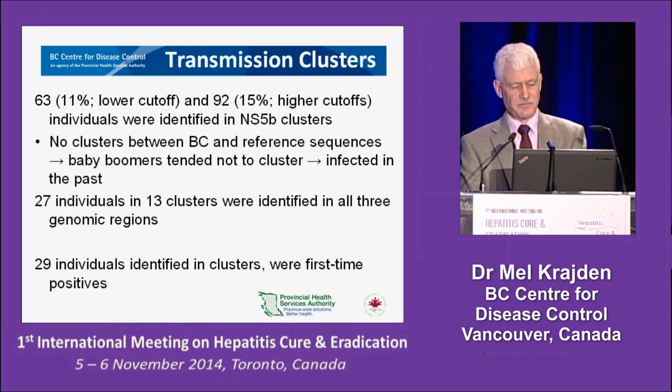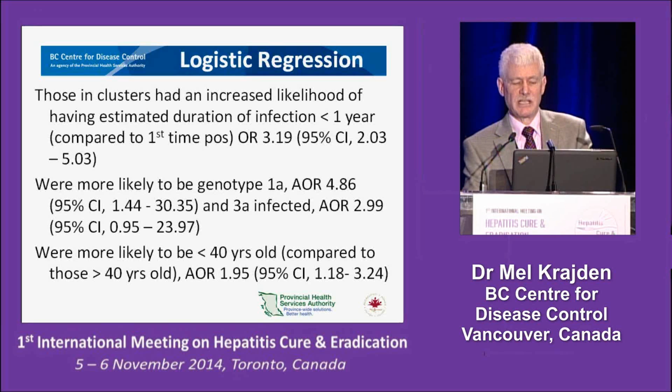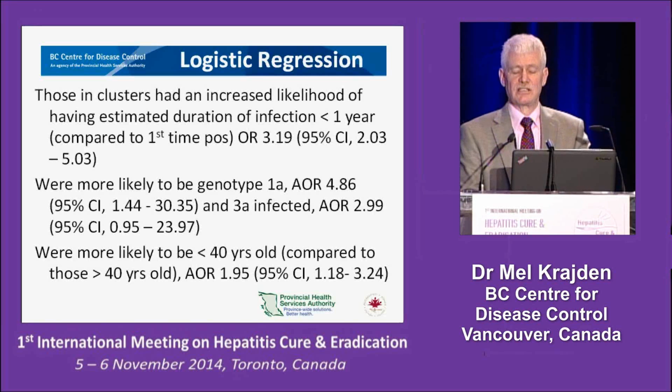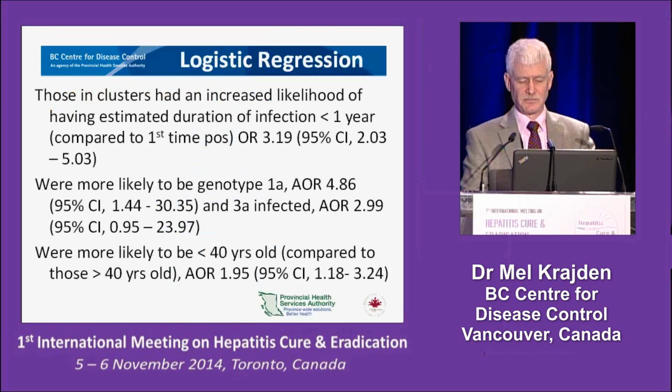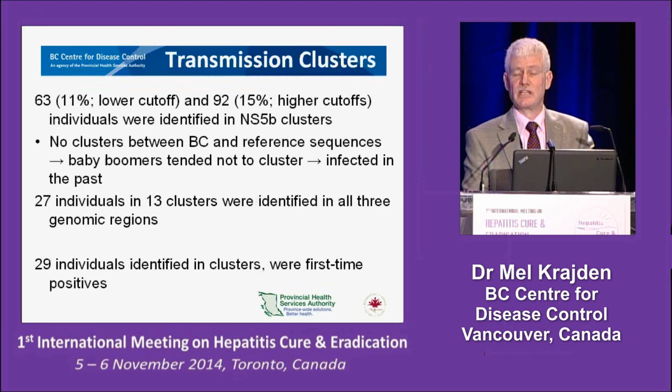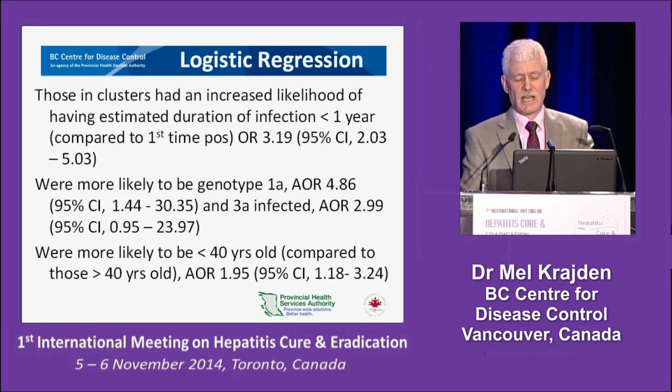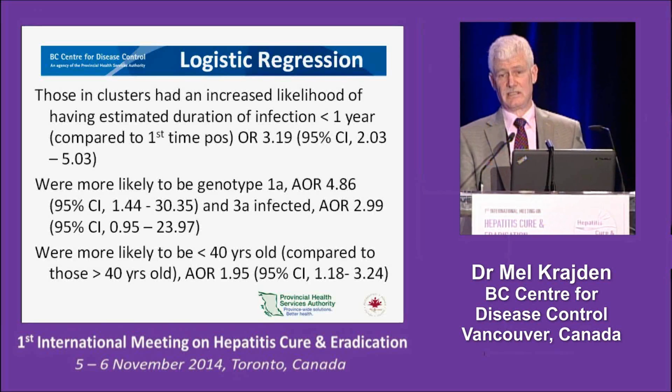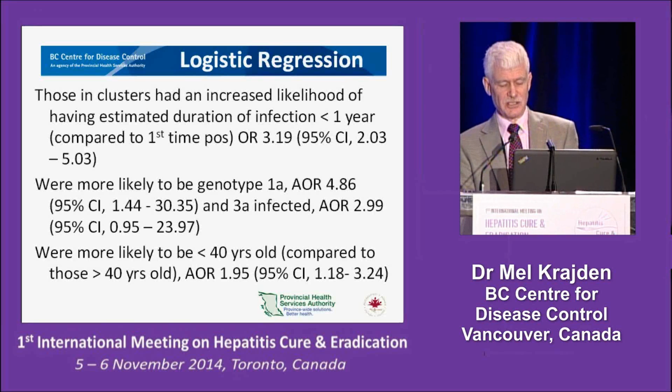So those in clusters had an increased likelihood of having had an estimated duration of infection of less than a year, with an odds ratio of 3.19 compared to a first-time positive. They were more likely to be genotype 1A, which is predominant in BC, with an adjusted odds ratio of 4.86, and 3A with an adjusted odds ratio of 2.99. And they were more likely to be less than 40 years old compared to those greater than 40 years old, very consistent with the data for baby boomers not engaging in activities, with an adjusted odds ratio of 1.95.